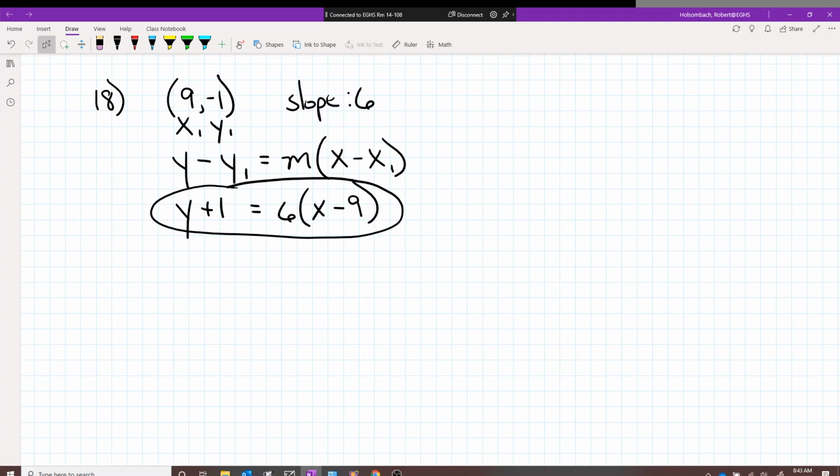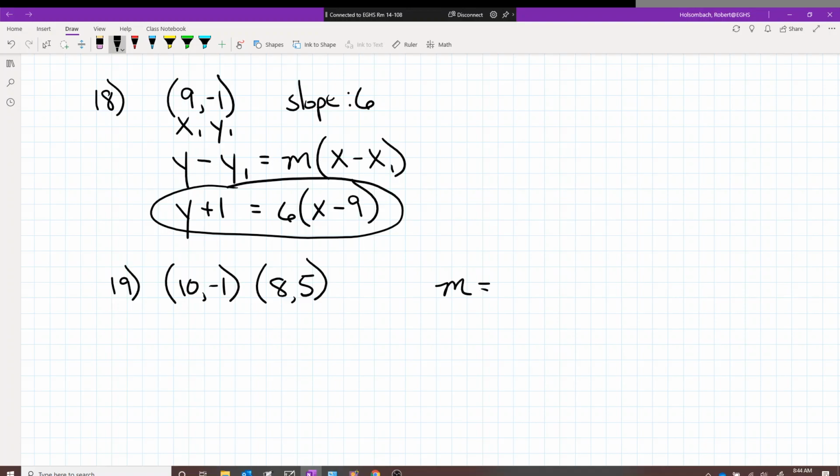Number 19. What is an equation for the line that passes through the points? In number 19, you're given 2 points. It's a multiple choice question. All of the answer choices are in point slope form. So you're going to take these 2 points. First thing you're going to do is find the slope.